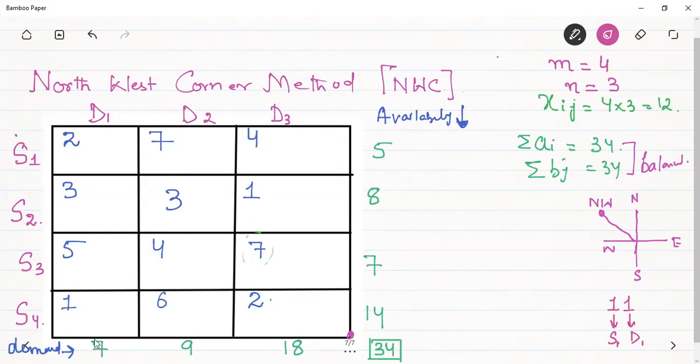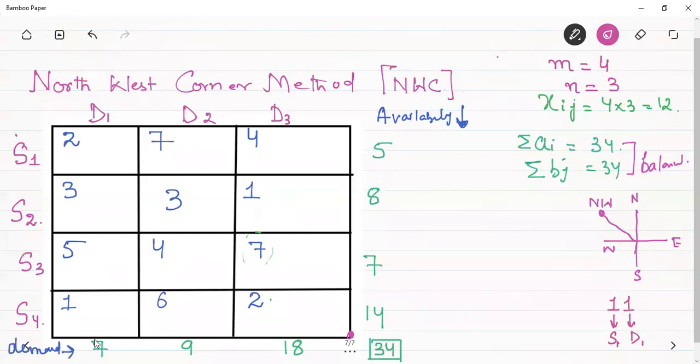What is the demand of the first destination? It is 7 units, isn't it? Source 1 can give 5 units. Demand 1 requires, destination 1 requires 7 units. So मुझे बताओ source 1 at max कितना दे सकता है?